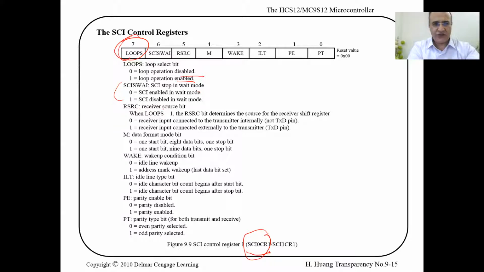In the receive source bit, do you want receive input in the loop mode? In the loop mode, the receiver input is connected to the transmitter internally, or the receiver input is connected externally to the transmitter. This is your choice. Option one, for testing, you can connect it internally. Option two, you can connect it externally. And in this case, you will have to set another bit to set the direction as output or input, to use it in the single wire mode. And you need this in the single wire transmission mode. This is for testing.